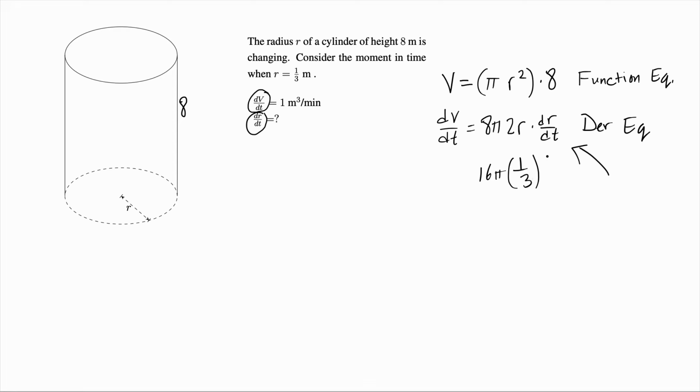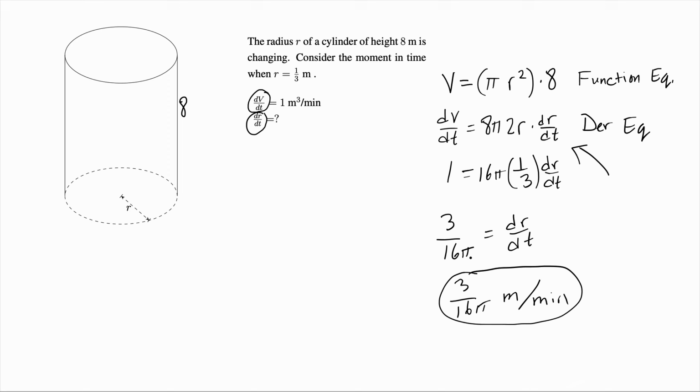That's what we're looking for. That's our variable, so just write it in. But we know what dV/dt is. It's 1. Great. So now we can just divide both sides by this. Well, dividing by 1/3 is the same thing as multiplying by 3. So you could think of this as being 3 over 16 pi is equal to dr/dt. And the units, of course, would be meters per minute. So 3 over 16 pi meters per minute would be how fast the radius is changing at this particular moment in time.